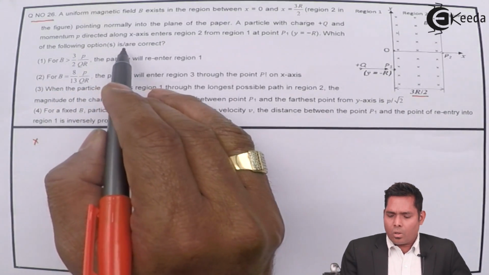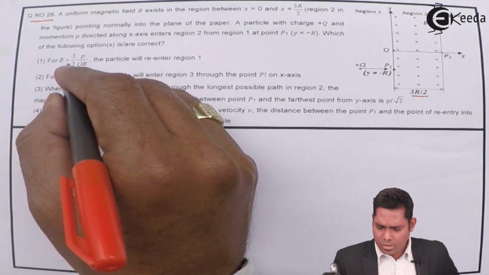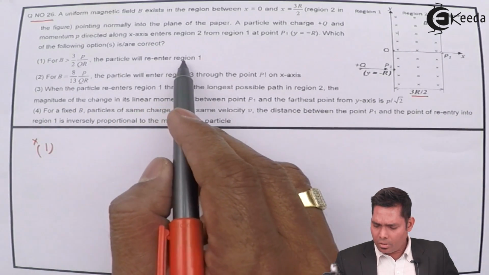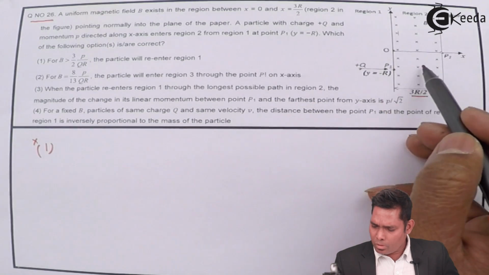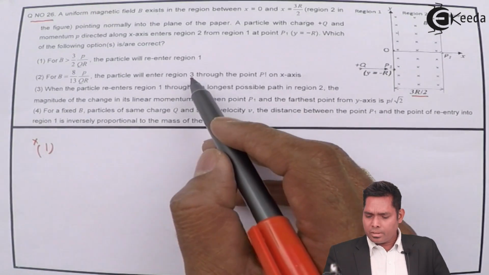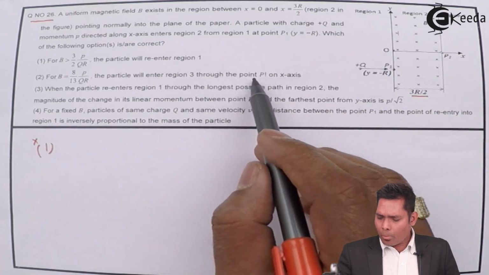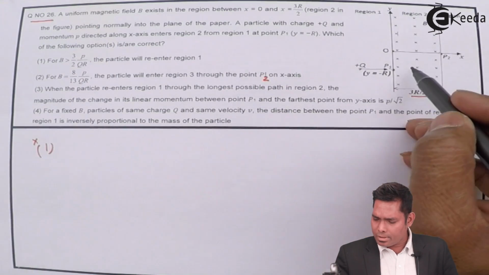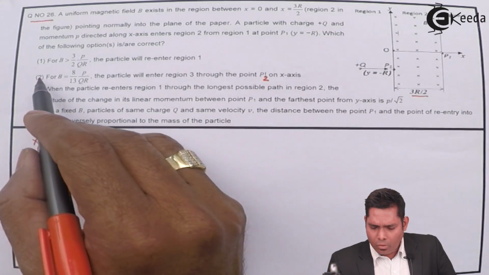Which of the following options is or are correct? The first is option 1, which says for B greater than this, the particle will re-enter region 1. So the particle will go and re-enter region 1, that means it will turn back. Whether this is possible? Second, for B equal to this, the particle will enter region 3 through the point P2, so through this point P2 on the x-axis.